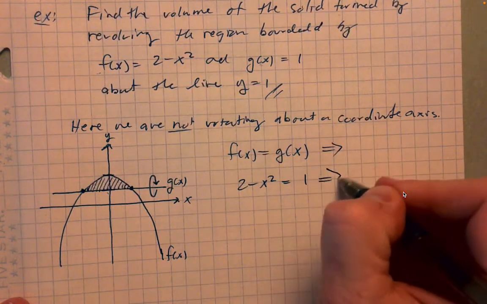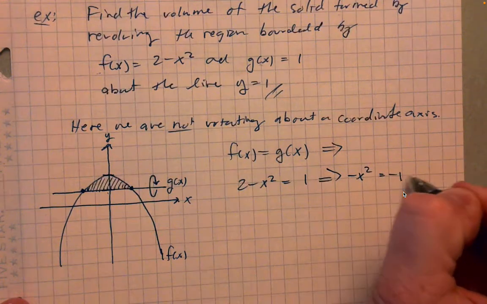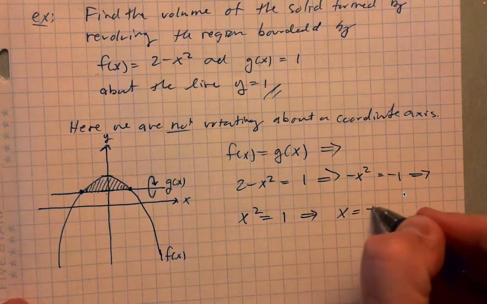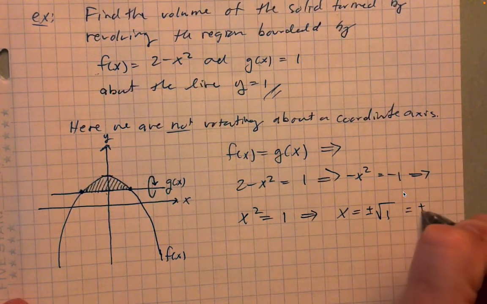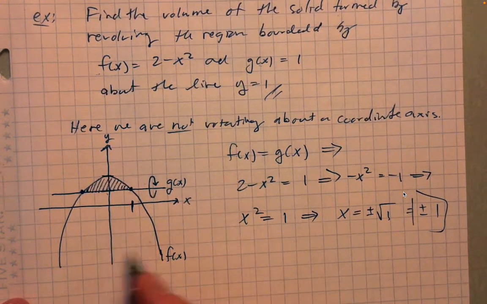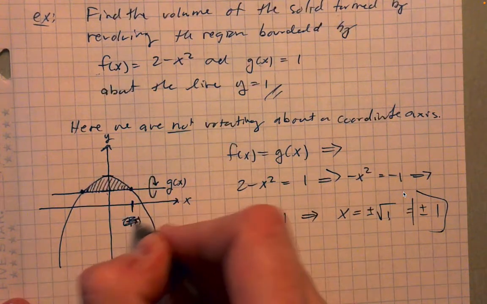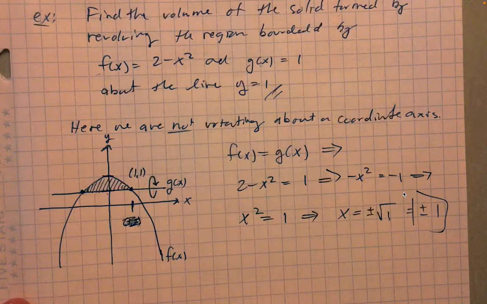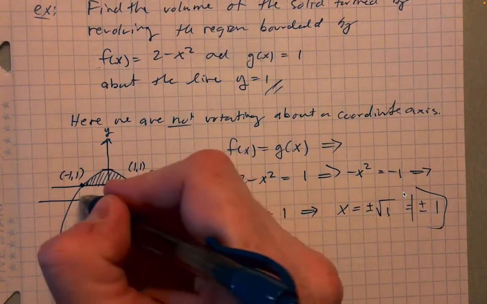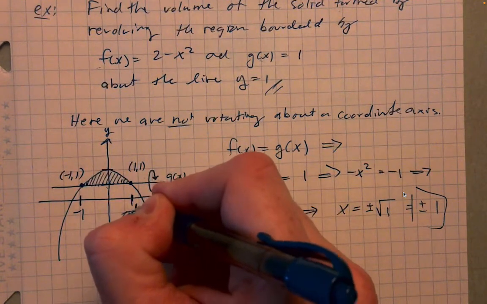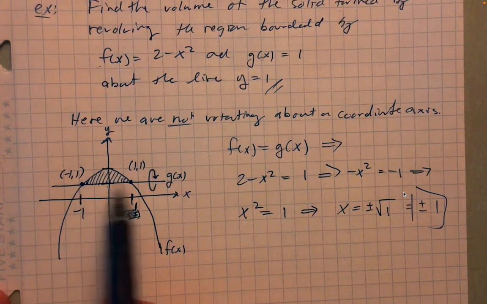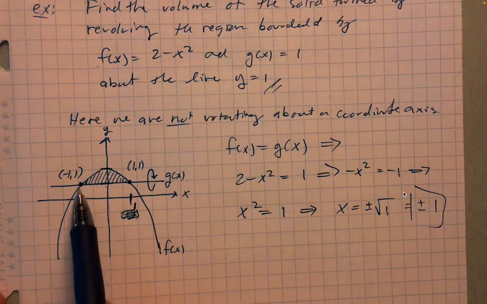Okay, and then that's going to mean that negative x squared equals negative 1, which means x squared equals 1, which of course means x is equal to plus or minus the square root of 1, which is just plus or minus 1, right? So this must be 1, 1, that point up there, and this would be negative 1, 1. So this must be negative 1 on the x-axis, and this would be positive 1 on the y-axis. Okay, perfect. So that means our a and b, our integral, is going to go from negative 1 up to positive 1.